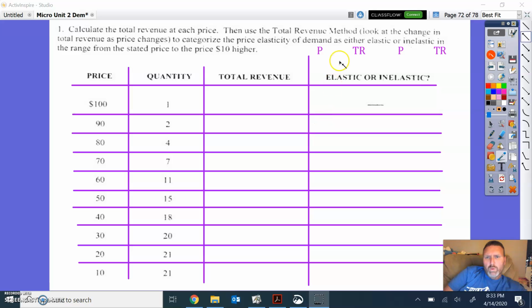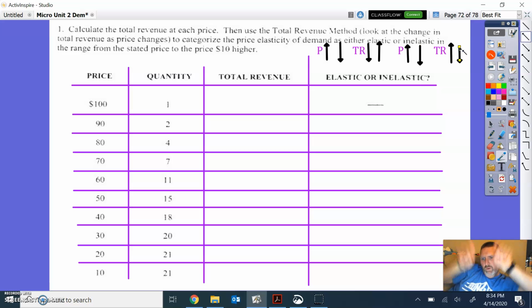So let's do total revenue real quick. Quick review. Remember, total revenue test: as price goes up and total revenue goes down, or as price goes down and total revenue goes up, the arrows are in different directions, right? When the arrows are in different directions, we said they're elastic at that point. When they point the same direction, they're both down or they're both up, it's inelastic, okay?